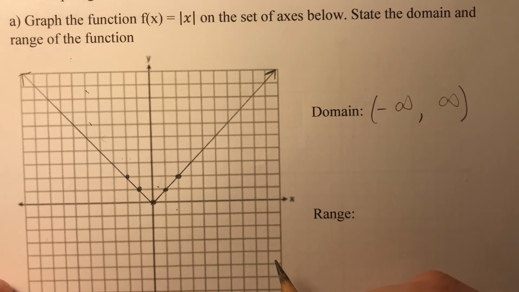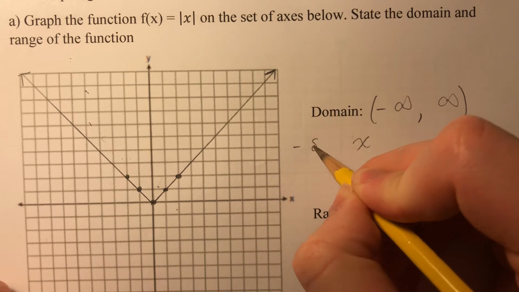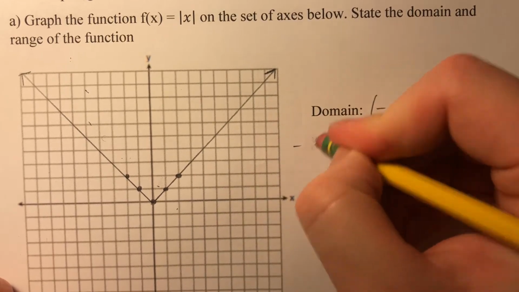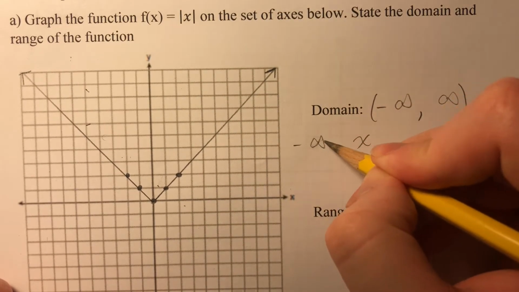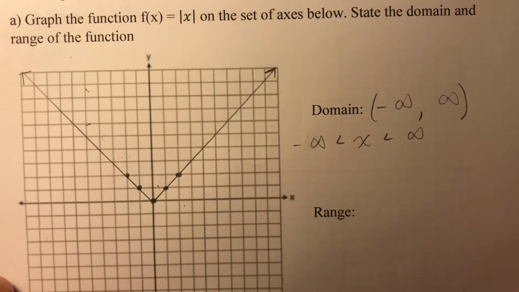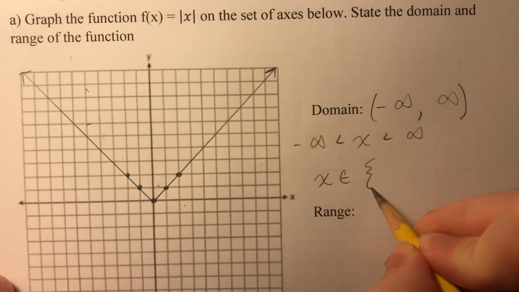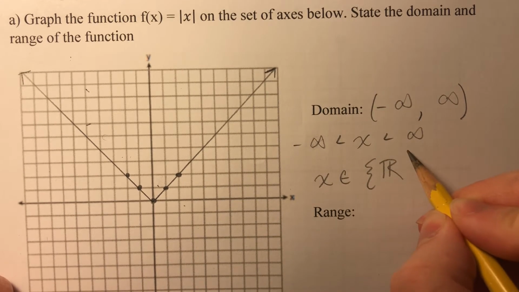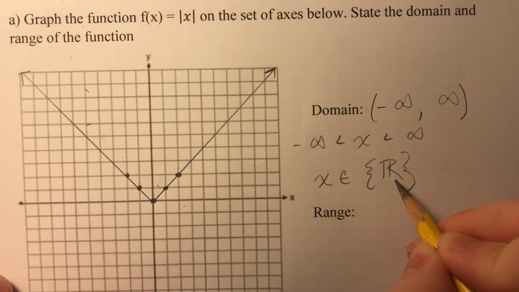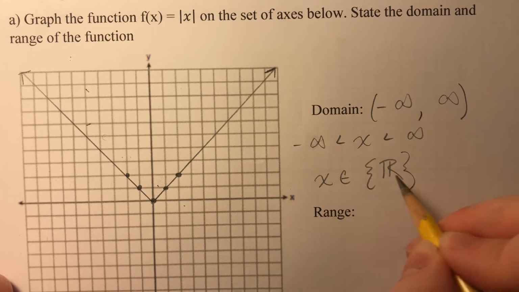So that's one way I can write it. I can also write it as -infinity is less than x, is less than infinity. And then if I wanted to write it in set notation, I would say that x belongs to the set of real numbers. Real numbers just means every single number possible. This symbol just means belongs to. It's really the Greek letter epsilon, but in a college level class you might see it like this.